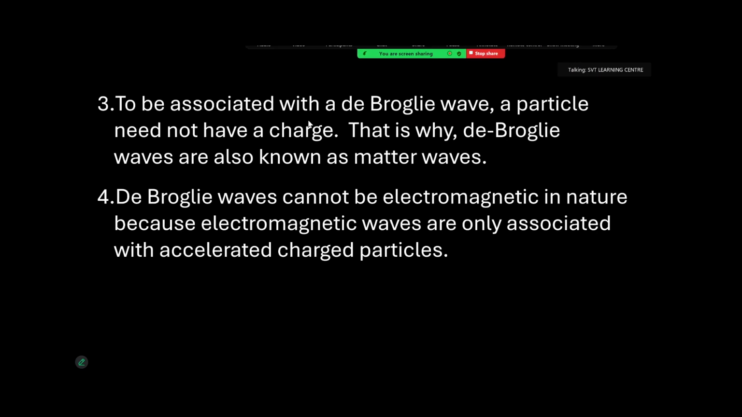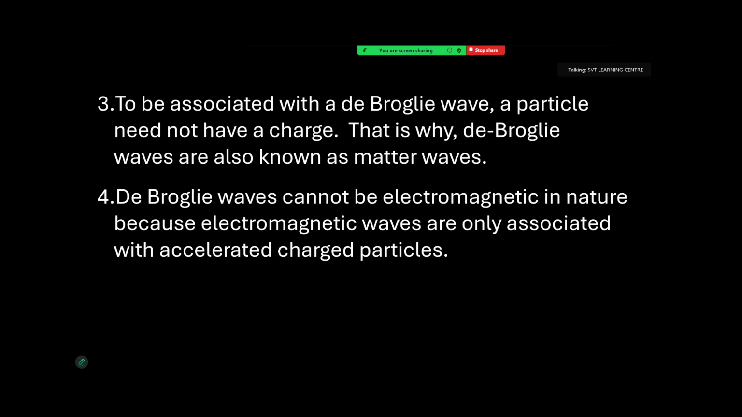Next point, to be associated with a de Broglie wave, a particle need not have charge. That means the charge has no role to play in case of de Broglie waves or matter waves. Any particle, whether it has charge or not, like for instance a neutron, which doesn't have a charge, or any body which is neutral, will still have a wavelength.